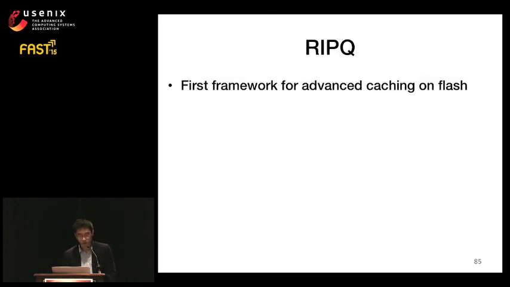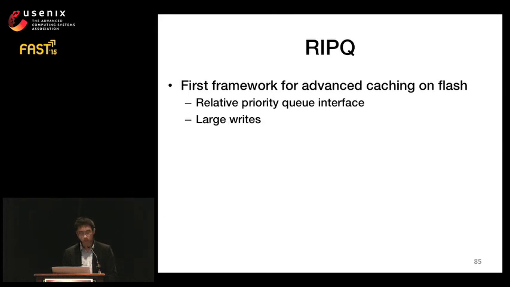So to conclude, RIPQ is the first framework to implement advanced caching algorithms on flash. Before RIPQ, to the best of our knowledge, there was no known way to implement advanced algorithms such as segmented LRU or greedy dual size frequency efficiently on flash. Although our motivating workload is the Facebook photos, the techniques also apply to more general flash-based caches. It provides a relative priority queue interface that is good for implementing almost all caching algorithms and also user-specified caching policies. It does large writes in order to achieve high throughput at high utilization of the flash device.